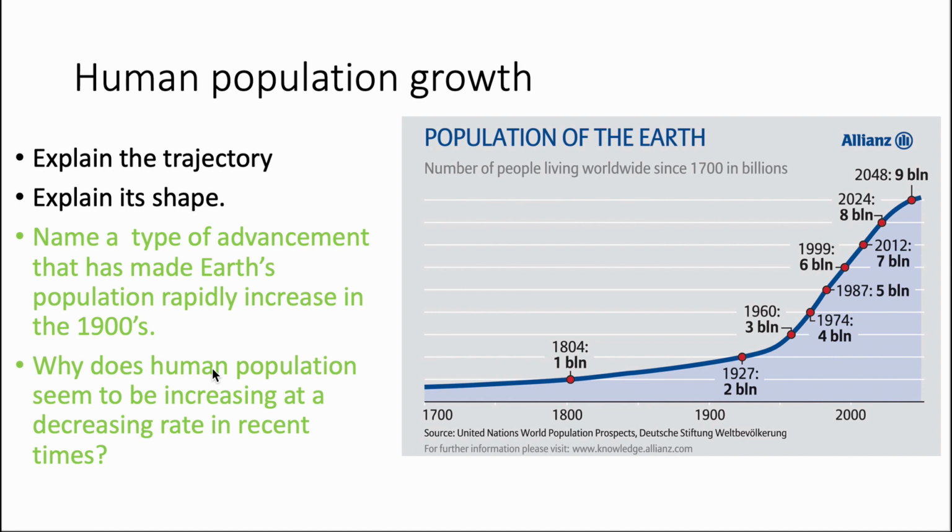For human population growth, I do like this figure a lot. I would like you to be able to explain the trajectory, right? So it increases at an increasing rate, right? But then it starts to increase at a decreasing rate. So I want you to be able to explain its shape, right? Think about a logarithmic curve.